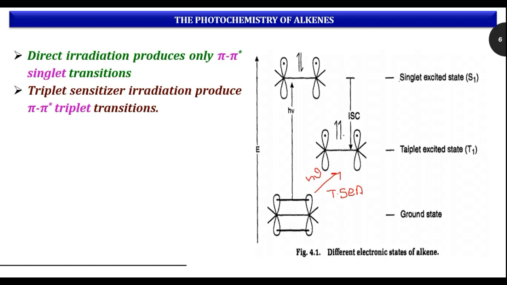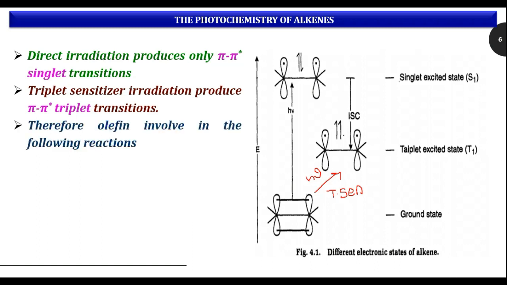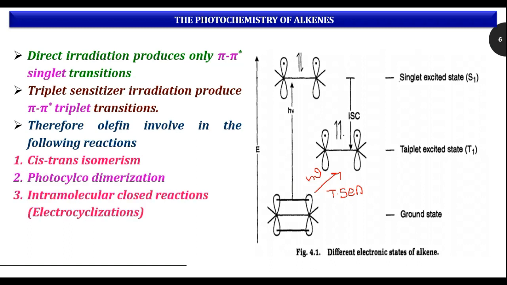So based on this, there are 5 kinds of reactions possible for alkenes. The photochemical reactions for alkenes are 5 types. Those are cis-trans isomerism, photocyclodimerization, next intramolecular closed reaction, nothing but electrocyclizations, next photocycloadditions, finally simple addition reactions. So friends, this is about the introduction of photochemistry of alkenes.